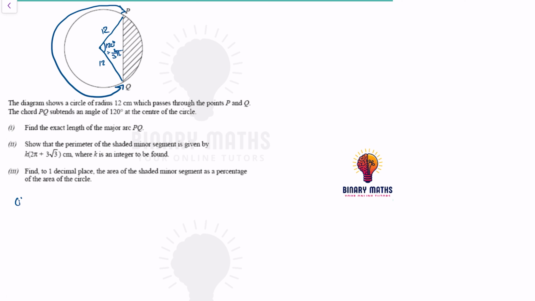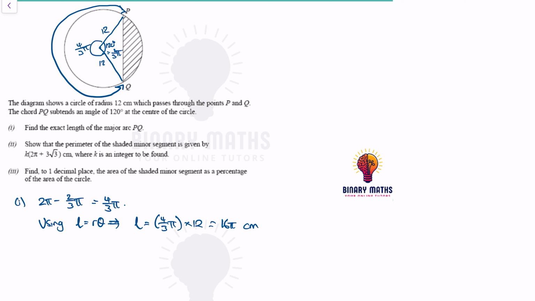Okay, so part 1. If that is 2 over 3 pi, so 2 pi first, because angles in a circle add up to 2 pi. 2 pi take away 2 over 3 pi is equal to 4 over 3 pi. So that means this is equal to 4 over 3 pi. So using L is equal to r times theta, L is equal to 4 over 3 pi times 12, which gives you a value of 16 pi. And because it was in centimeters, this must be in centimeters.